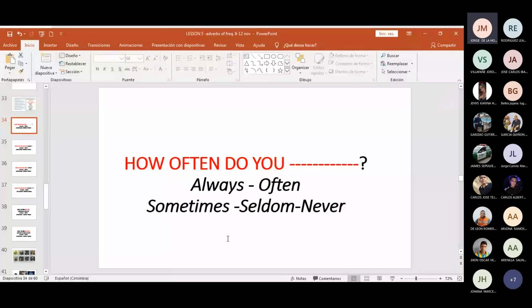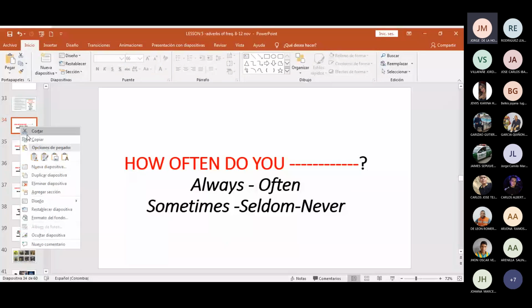Okay, students, very good. So class, remember that how often is used when you obtain information about routine activities. For example, how often do you drink black coffee? In Spanish, students, how often do you drink black coffee?